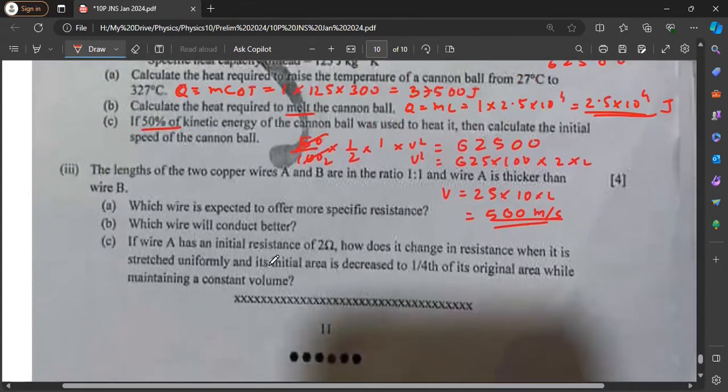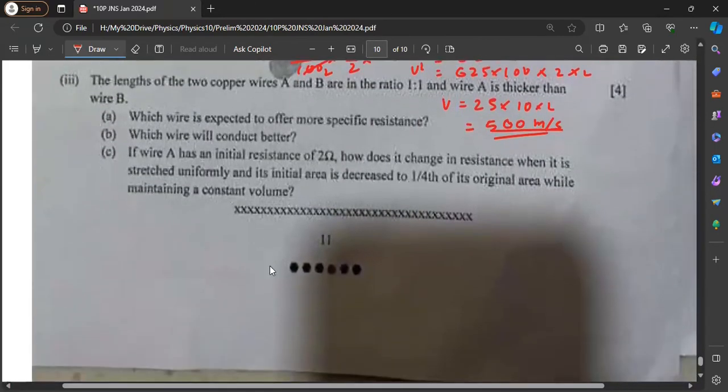Okay, then what do you have? The lengths of copper wires A and B are in the ratio 1:1. So if you talk about A, B, length is L and L. Area of cross section, wire A is thicker than B, so I can take A and small a just for that. Which wire is expected to offer more specific resistance? Since both are copper, both have the same value of specific resistance. Which wire will conduct better, which has less resistance? So A will conduct better.